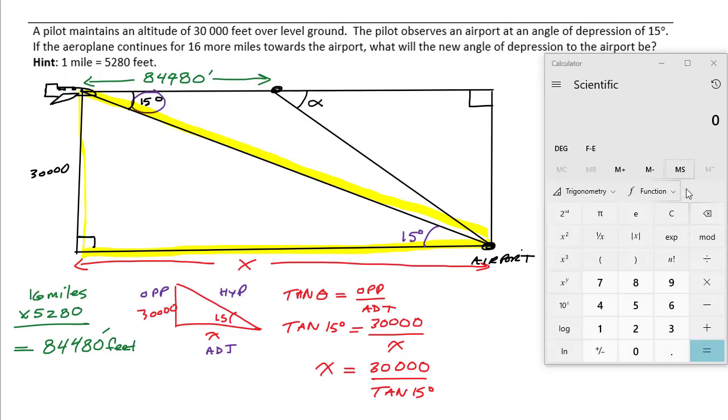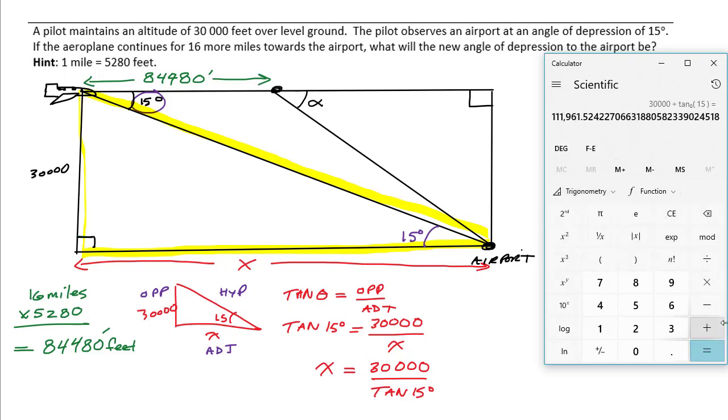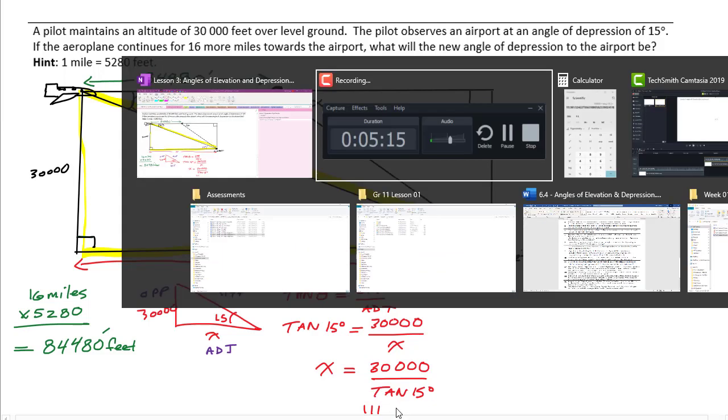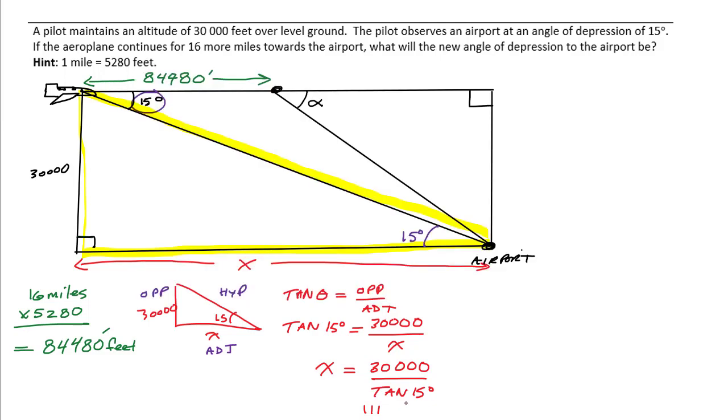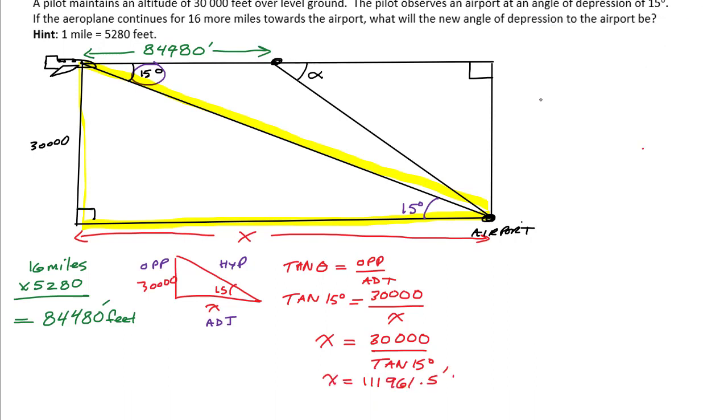I'm going to start with 30,000 divided by tan of 15. Again, I have to hit the 15 first, then tan. Most calculators you hit tan of 15 and equals. And I got a pretty big number, 11,961.52. Let me write some of that down. 11,961.5. All right, there we go. So that's the length of x.